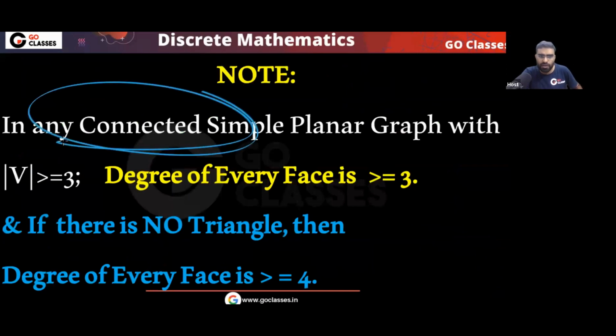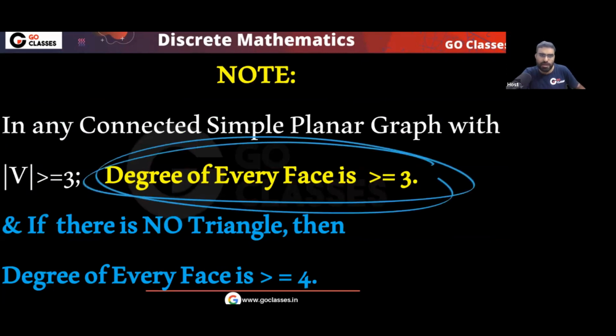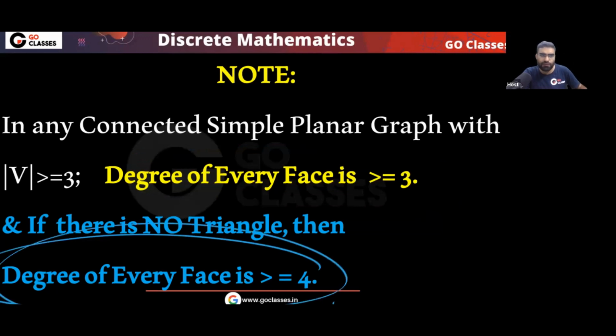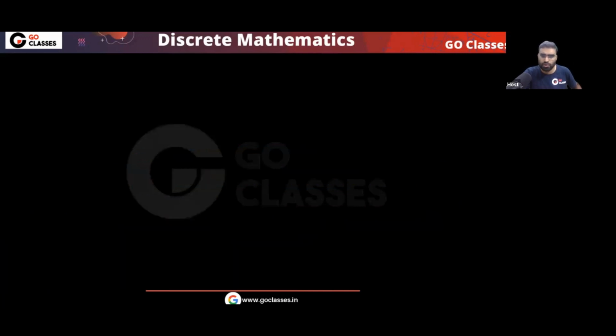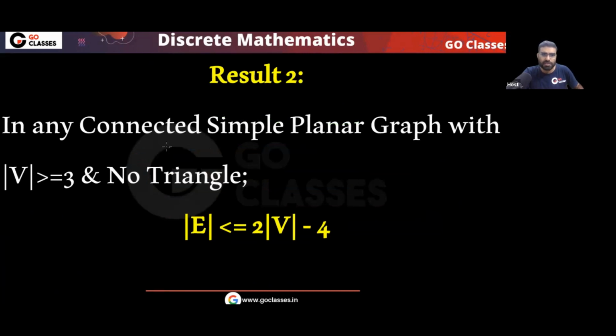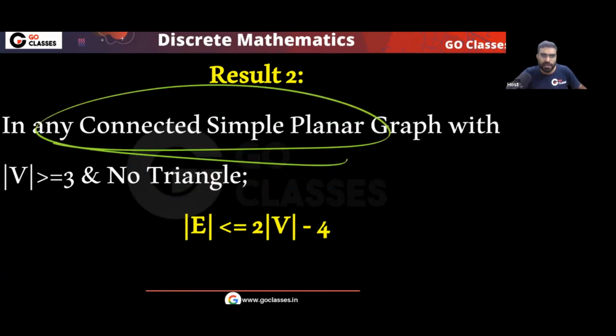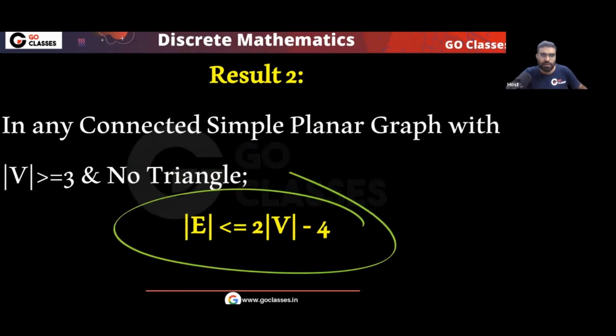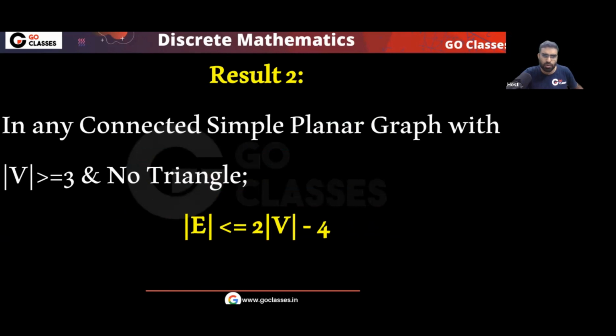If you have a connected planar graph with at least 3 vertices, then the degree of every face will be at least 3. If there is no triangle, then the degree of every face will be at least 4. Now let's see our result number 2. It says that in any connected simple planar graph without any triangle, this inequality will be satisfied: the number of edges will be less than or equal to 2v minus 4.